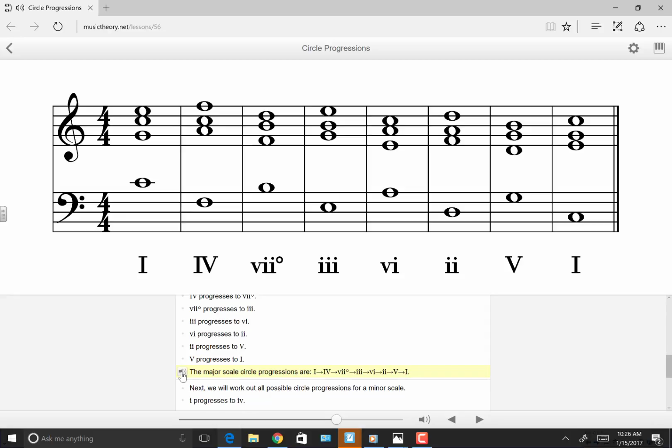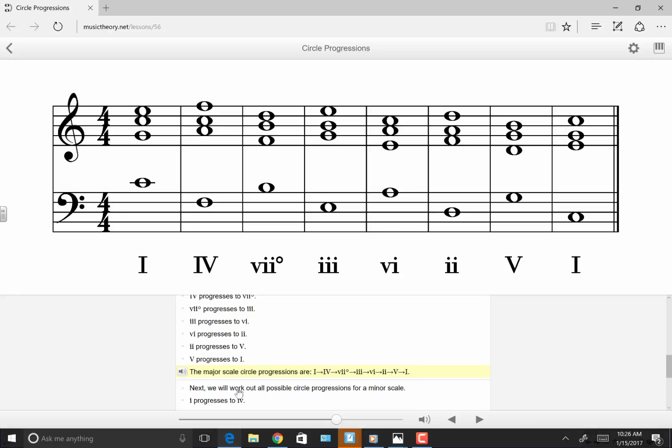And let's listen to what it sounds like. One more time. It's very pleasant to the ear. Okay, so that's a circle progression for major.